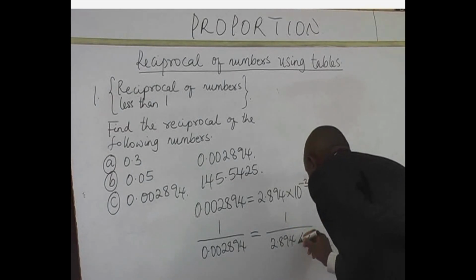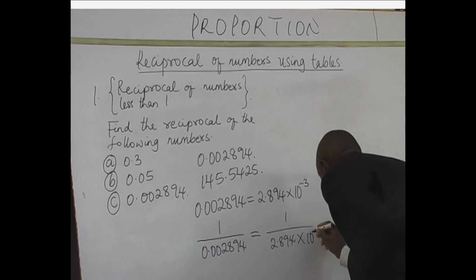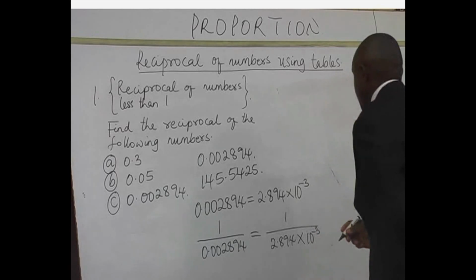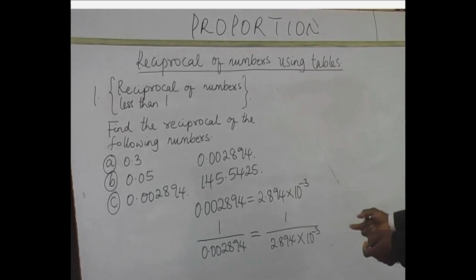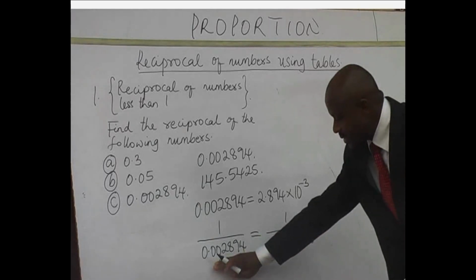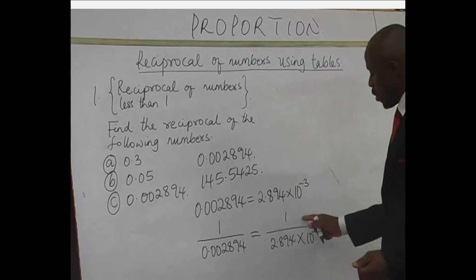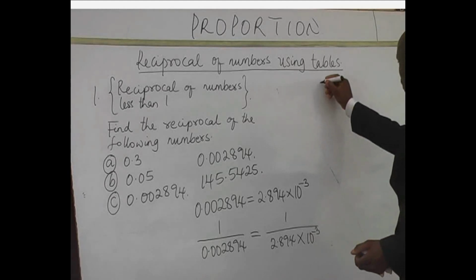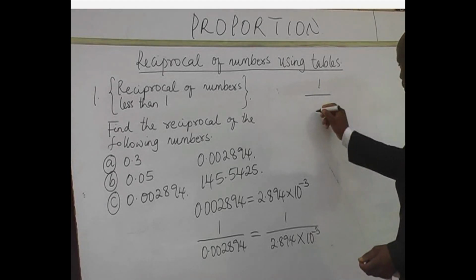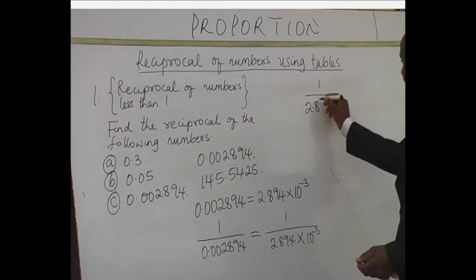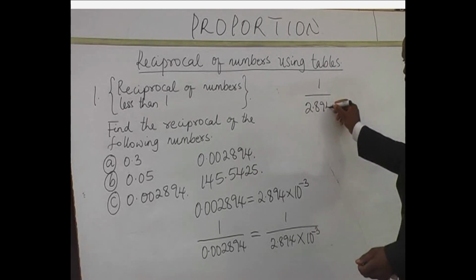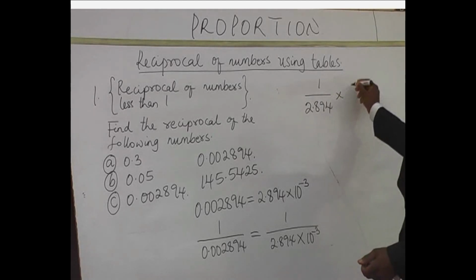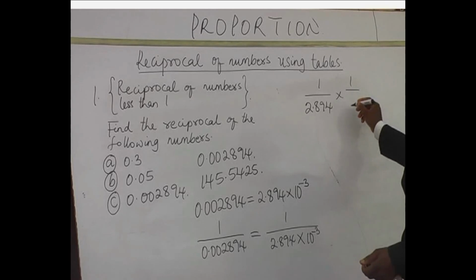94 times 10 exponent minus 3. We're going to abandon this for now and go by this. What this means is 1 all over 2.894 times 10 exponent minus 3.